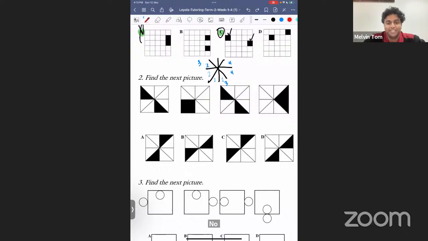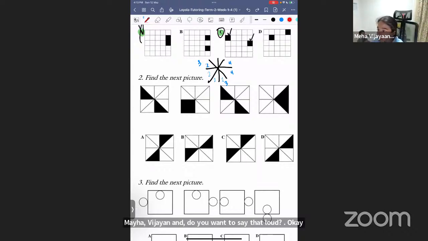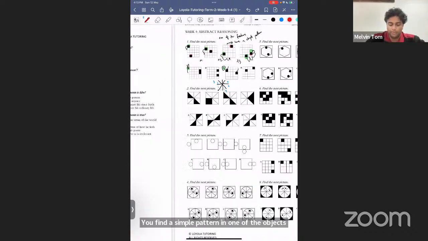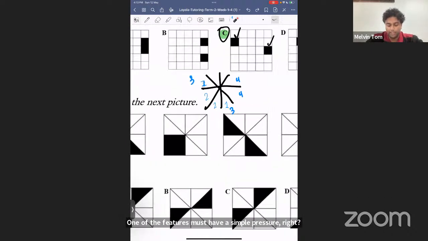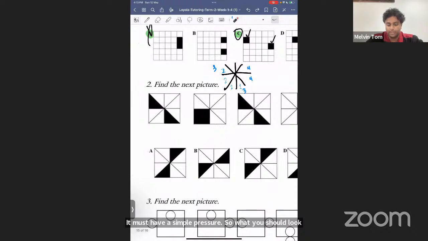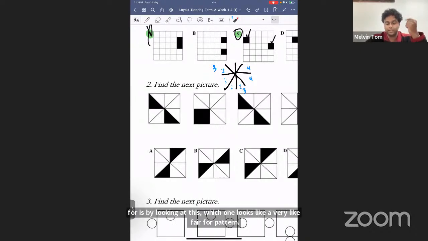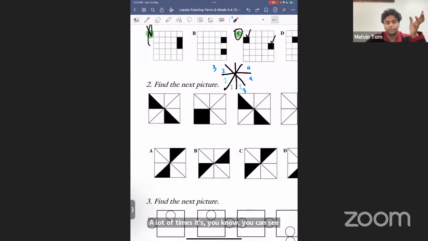Do you want to say it out loud? Find a simple pattern in one of the objects. Perfect. So remember, I literally wrote it. That's the first thing I said at the beginning. One of the features must have a simple pattern, right? So what you should look for is, by looking at this, which one looks like a very straightforward pattern. A lot of times you can see what looks pretty simple or straightforward.